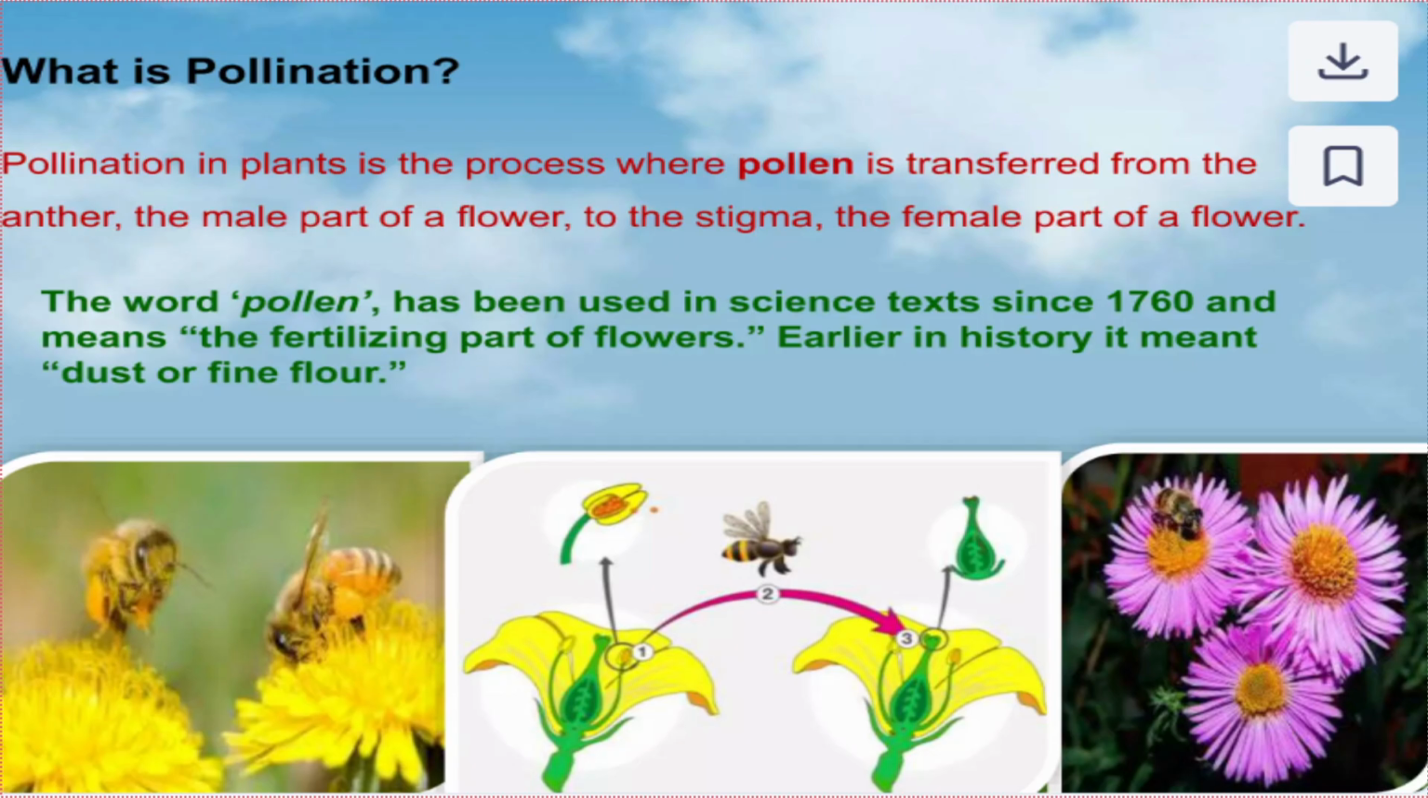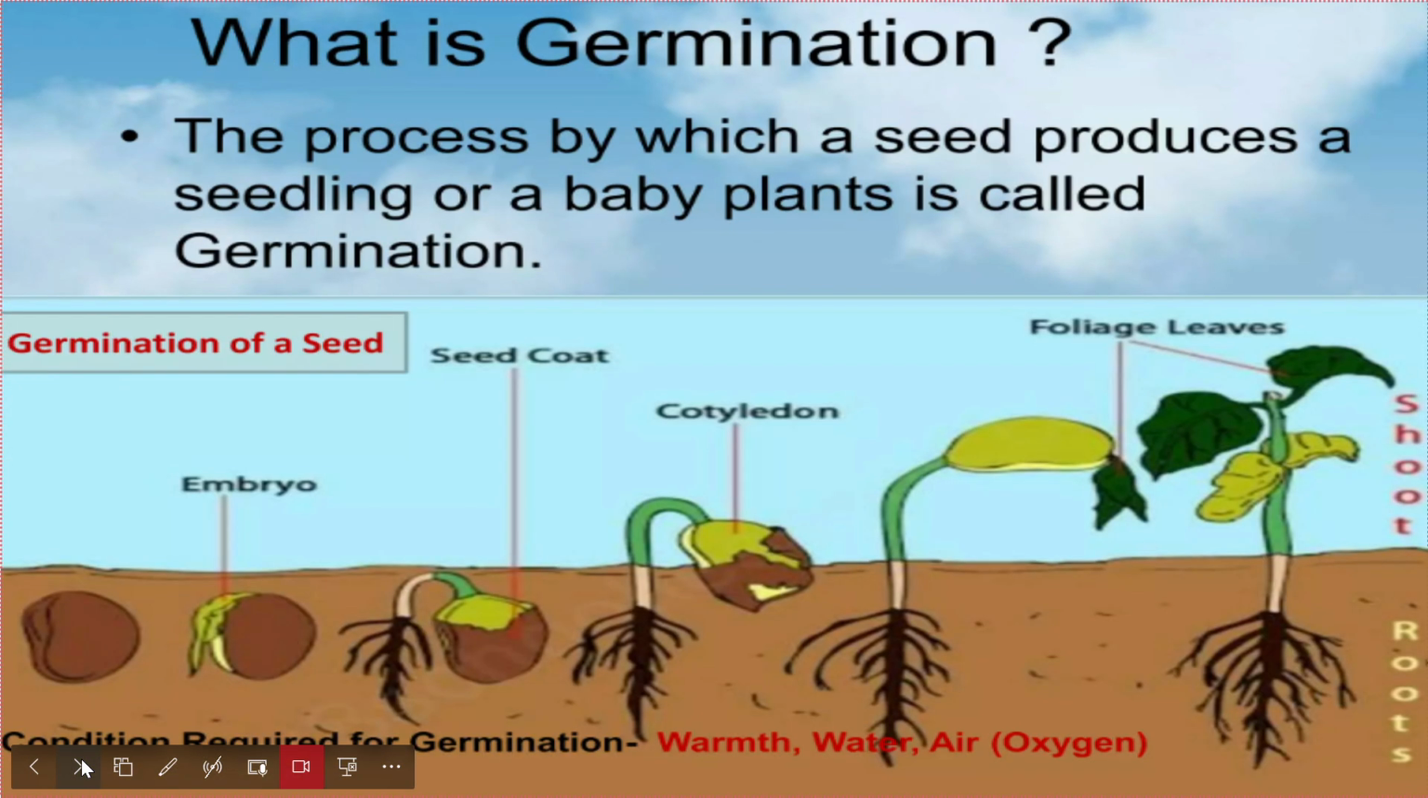Now I will tell you a fact. The word pollen has been used in science texts since 1760 and means the fertilizing part of flowers. Earlier in history it meant dust or fine flour, because it is like dust, a powder-like structure. And it fertilizes basically.